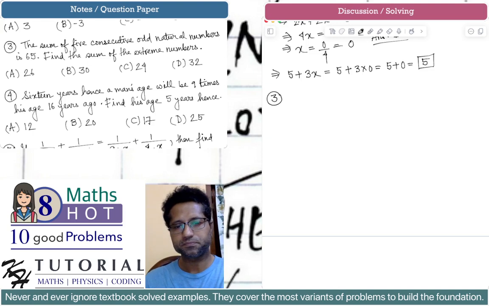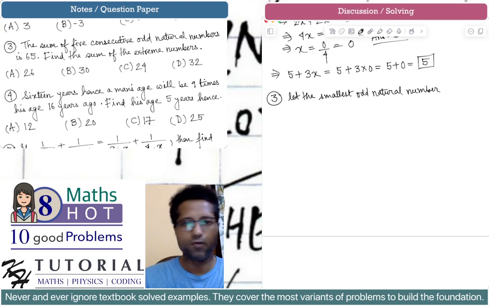Now, let the smallest odd natural number among the 5 consecutive odd natural numbers be x. So, we are considering the smallest odd natural number to be x.